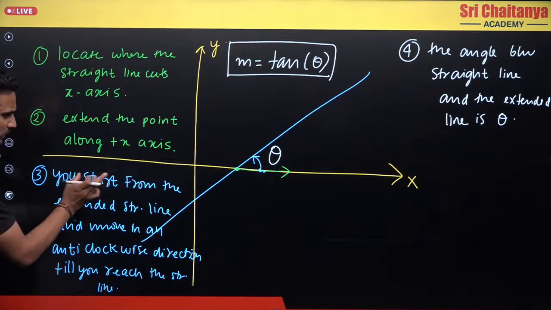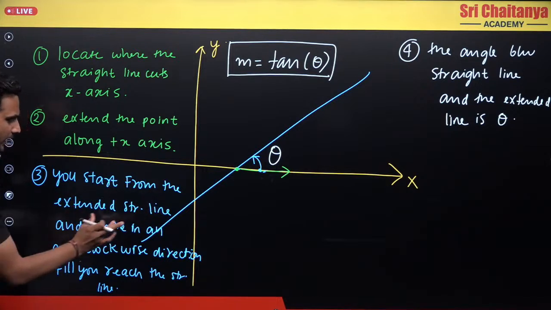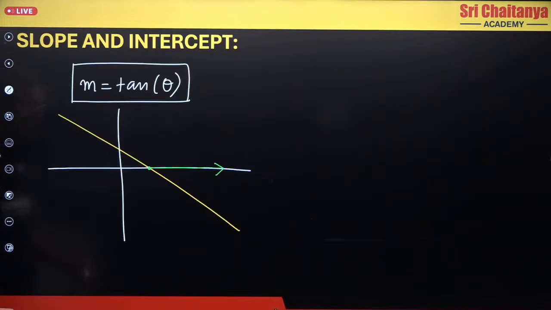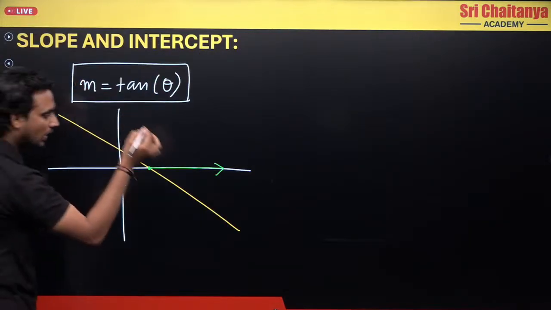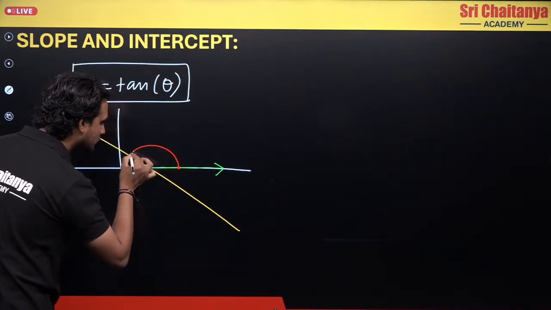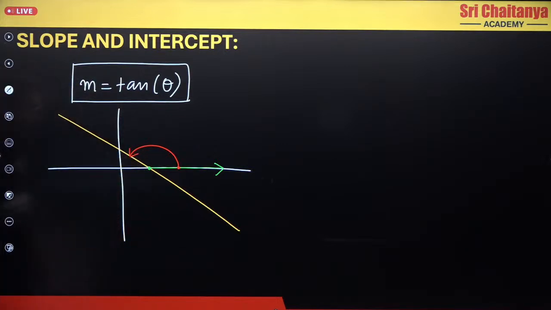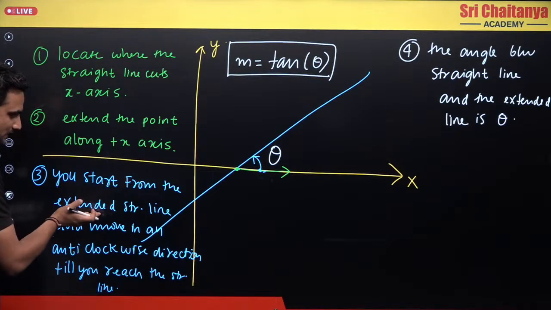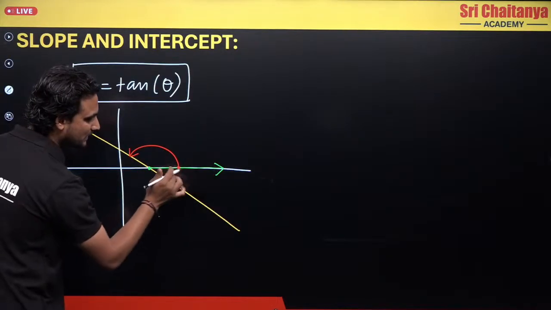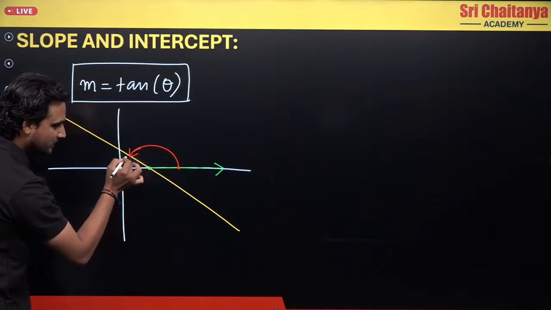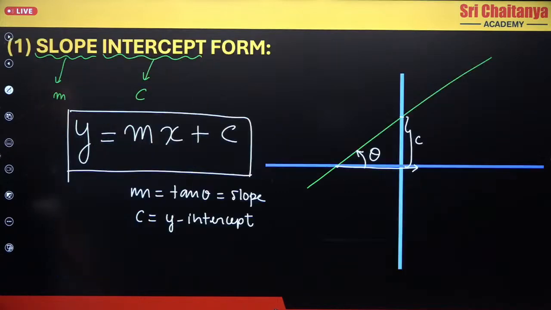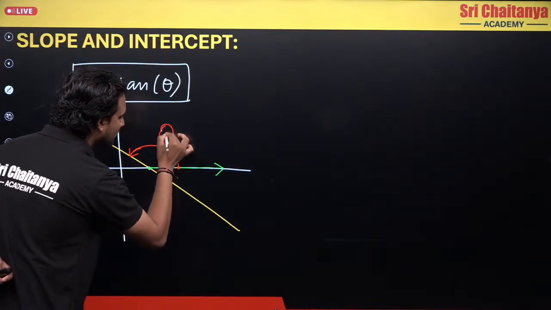Now you start from the extended straight line and move in an anti-clockwise direction till you reach the straight line. What is he trying to say? He is trying to say that you start from the extended line and move in an anti-clockwise direction till you reach the straight line. So this is what we have done. Then what is the fourth point? The angle between the straight line and the extended line is theta. So this angle is known as theta.